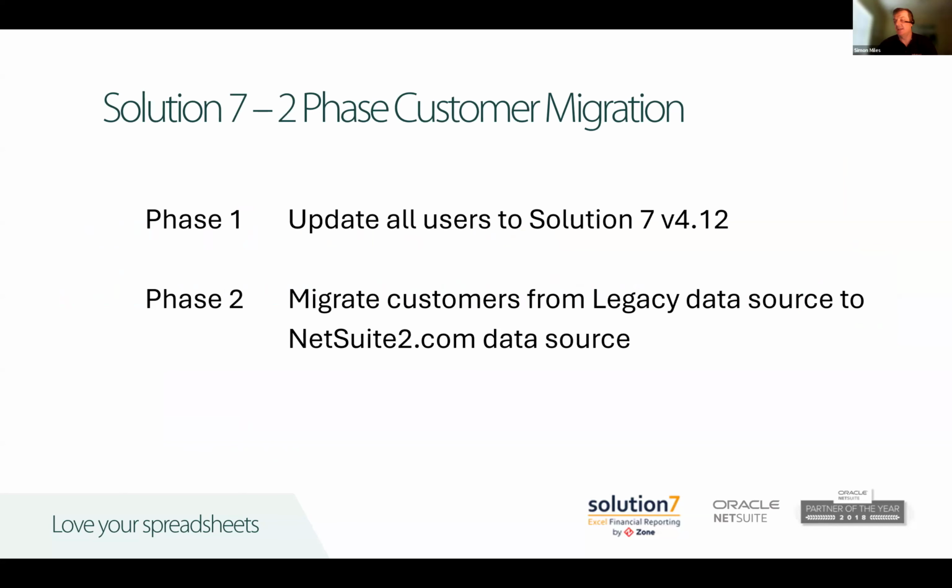Ultimately, the end game is that you need to be running against the NetSuite2.com data source. Phase one of the process, which is what we're going through at the moment, that was the focus of last month's webinar, and today is getting all of your users onto version 4.12 of Solution 7. The reason that's important is that all of the compatibility with the NetSuite2.com data source is baked into version 4.12. So unless you are on 4.12, you will not be able to complete the migration.